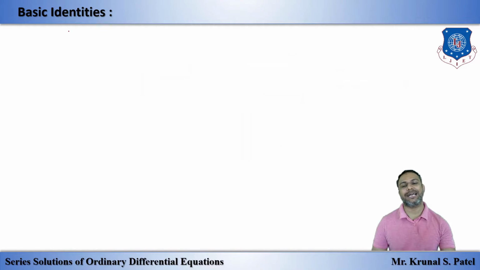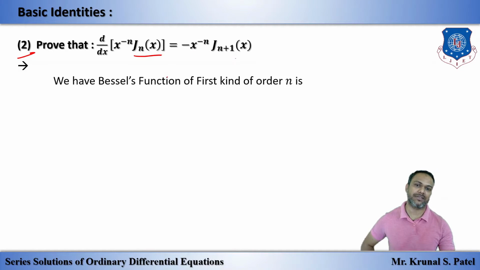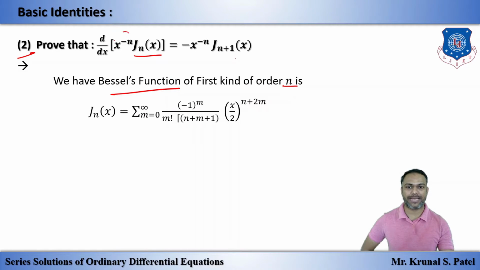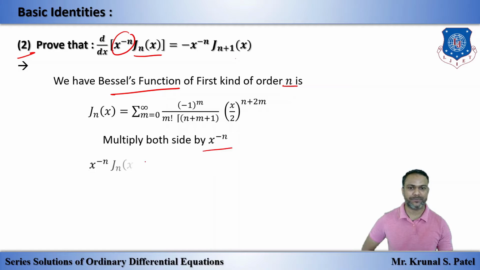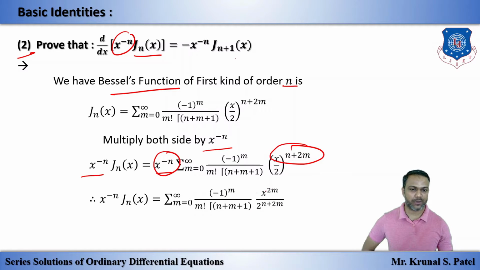Similarly, the second identity is given by this. We have to prove d by dx of x raised to minus n Jn of x is equal to minus x raised to minus n J(n plus 1) of x. In the same way we start with the Bessel's function of order n, and we put x raised to minus n on both sides. This minus n multiplied with this power becomes x raised to 2m, and 2 raised to n plus 2m is as it is, and this is the constant.